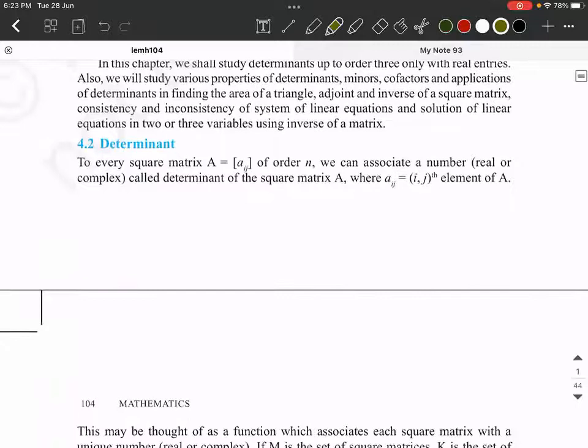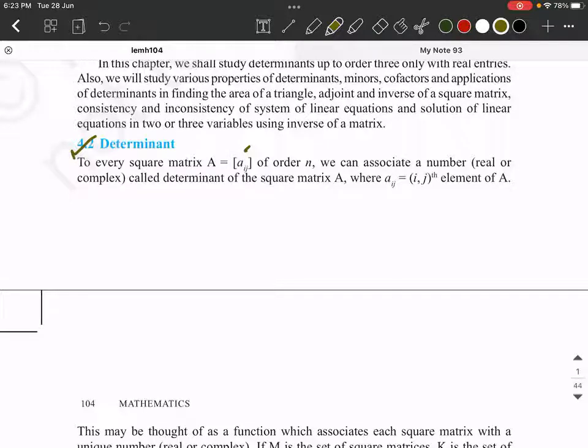Okay. So if I have to define a determinant, determinant is basically defined for whom? For a matrix, because you need the systematic arrangement of those numbers. So determinant is defined for a matrix. Please write it down. To every square matrix, a term to be underlined, every square matrix, capital A, which is equal to Aij, so capital A is the name of the matrix, is equal to Aij of order n, we can associate a number.